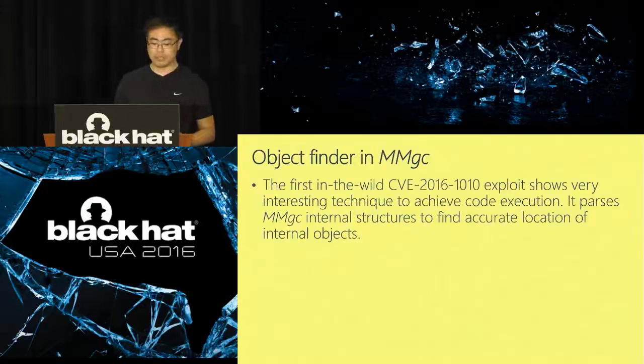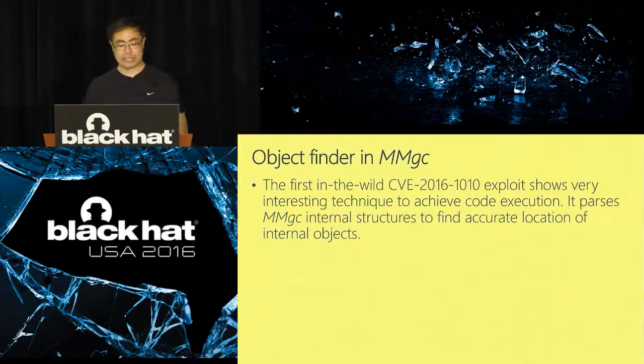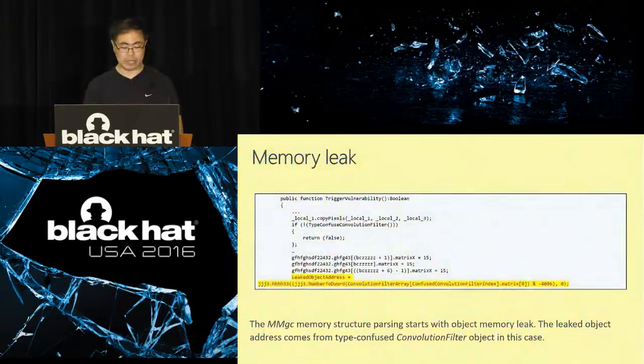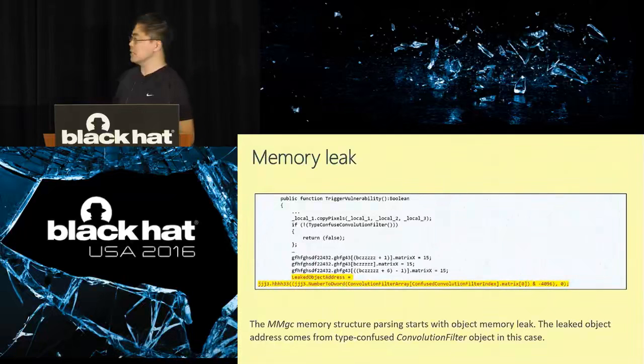We observed a full-blown object finder for MMGC. The first in-the-wild CVE-2016-1010 exploit showed a very interesting technique, parsing the whole MMGC internal structures. We are going to talk about how they wrote it and how it works. The first stage is leaking some native memory out of some internal object.